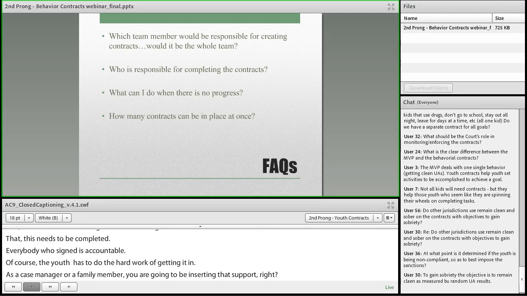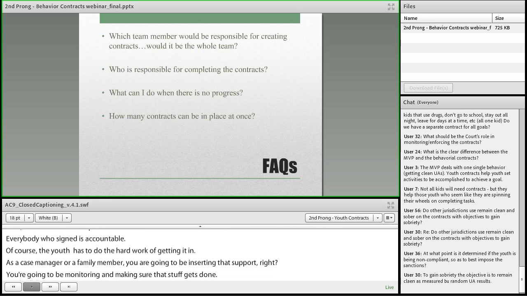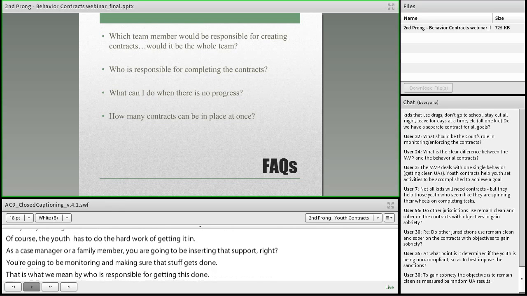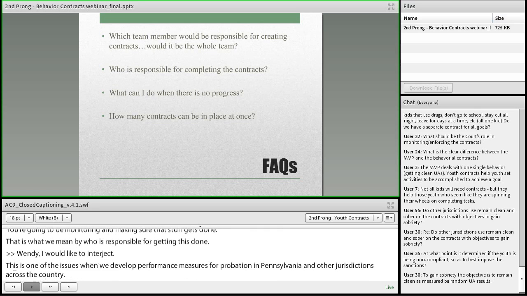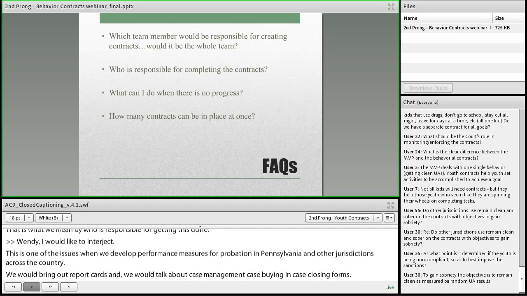Wendy, I'd like to interject something here. Go right ahead. This was one of the issues when we developed performance measures for probation in Pennsylvania and in other jurisdictions across the country. We would bring out the report cards, and we'd talk about the case management, case planning, and the case closing form. And at some point, invariably, in every workshop we did, among the brightest of the probation officers someone would say, "Hey, wait a second, does this mean you're going to be judging my performance?" And I always had to say, "Yes, and what's wrong with that?"